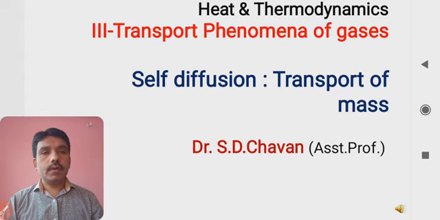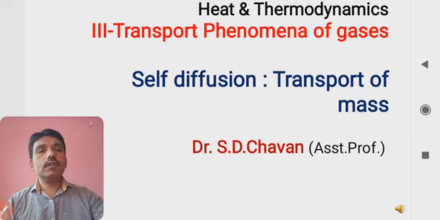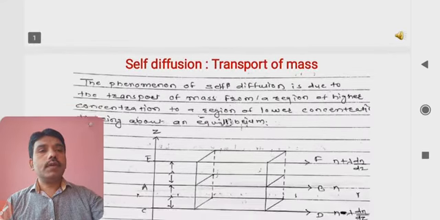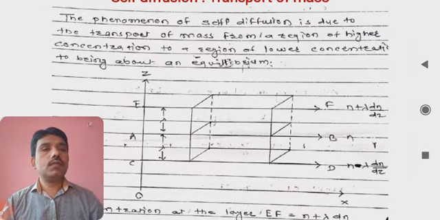Self-diffusion, transport of mass. Basically, we have seen in the previous sessions how the transportation of momentum gives rise to viscosity, and also the transportation of thermal energy causes the thermal conductivity. That is what the transport phenomena are. Now here, the transport of mass, that is the concentration of the number of molecules, and how it affects diffusion, that we will see. The maximum diffusion is due to the transport of mass.